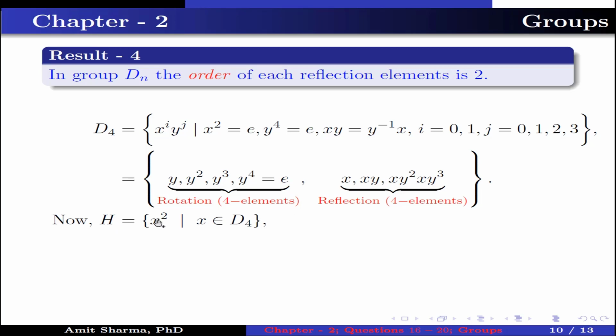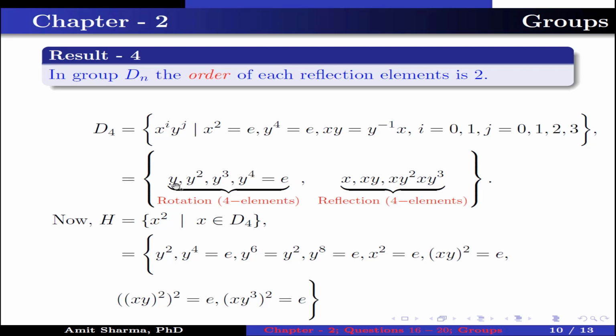Now H containing the elements x squared such that x belongs to D4. This implies we have to square each element of D4. Now the square of y is y squared. Square of y squared is y to the power 4, which is identity. The square of y cubed is y to the power 6, which is y squared. Square of y to the power 4 is y to the power 8, which is identity.